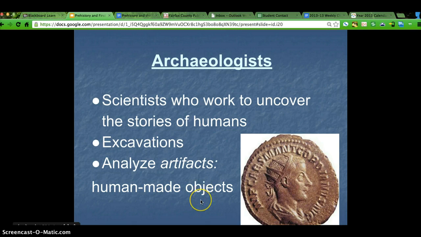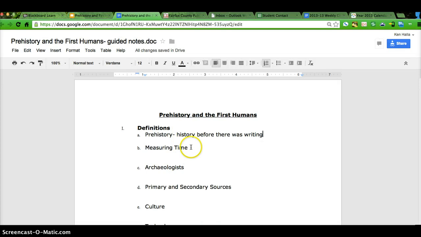All right, next thing is, what is an archaeologist? An archaeologist, as you can see, is someone who excavates, that means digs, in the ground and looks for artifacts such as fossils, such as human-made items, such as that coin you can see there. So again, to your notes: you're measuring time, you're writing what BCE and CE are, and for archaeologists, you're writing the definition and what archaeologists do.